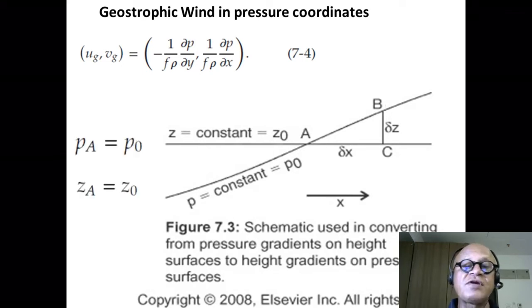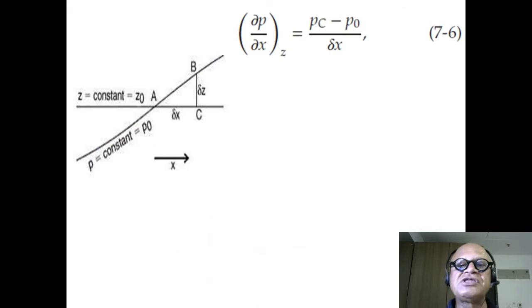Fairly straightforward, right? So PA is P0, this is the constant pressure line we are looking at, and ZA is Z0, that is the height contour that we are dealing with. Obviously PB will also be P0, and we have to figure out what PC will be and what dp dx and dp dy will be in this case, right?